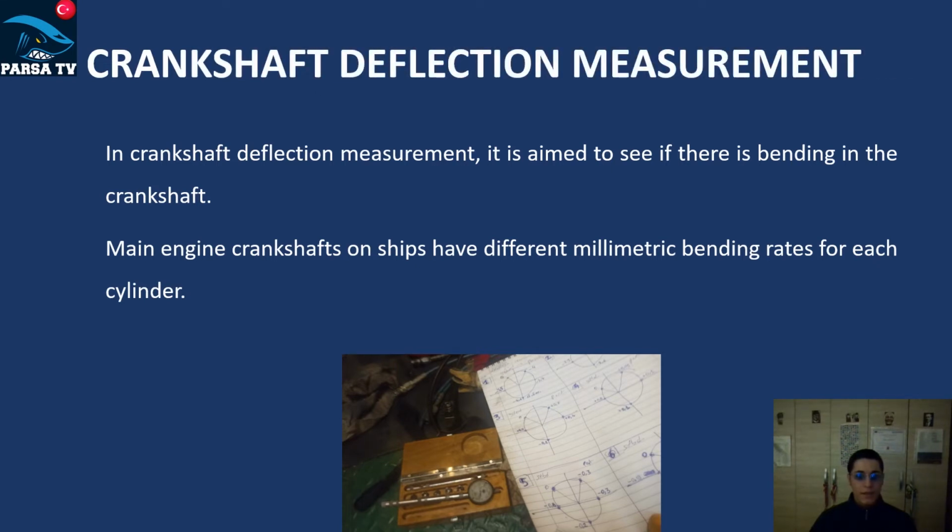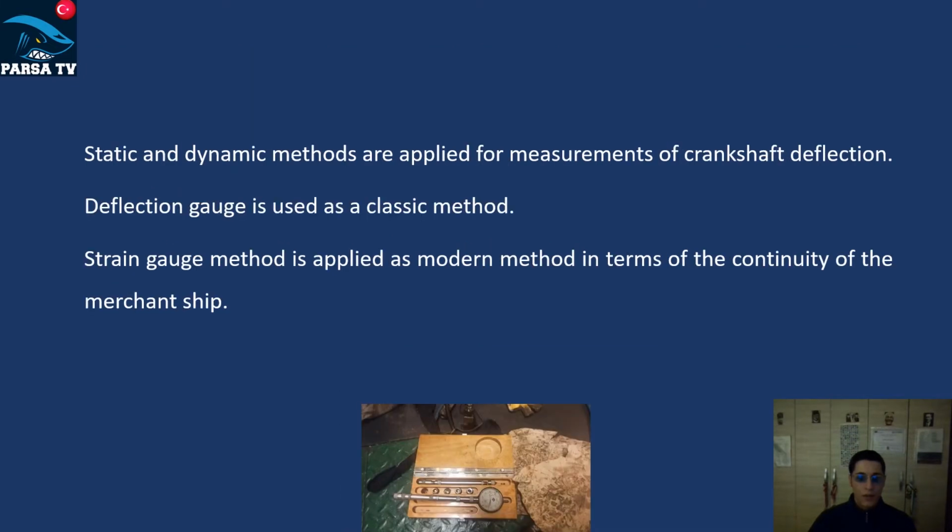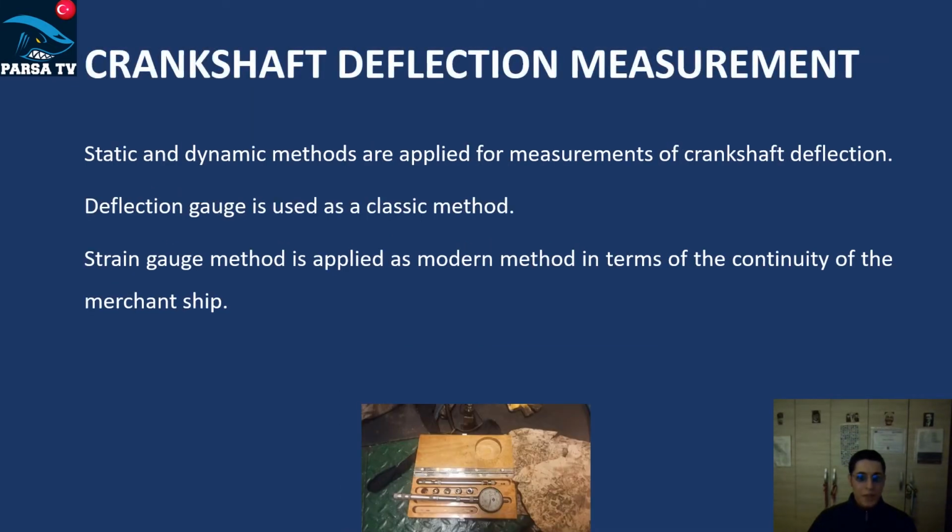Alright, let's get started with the crankshaft deflection measurement. In crankshaft deflection measurement, it's aimed to see if there is bending in the crankshaft. Main engine crankshafts on ships have different millimetric bending rates for each cylinder. Static and dynamic methods are applied for measurements of crankshaft deflection. The deflection gauge is used as a classic method. The strain gauge method is applied as a modern method in terms of the continuity of the merchant ship.